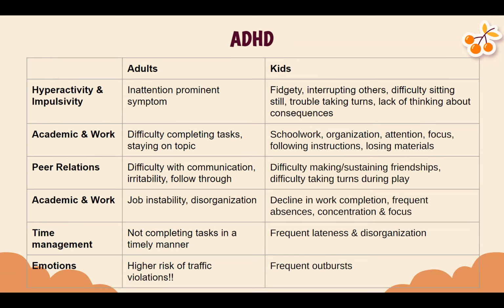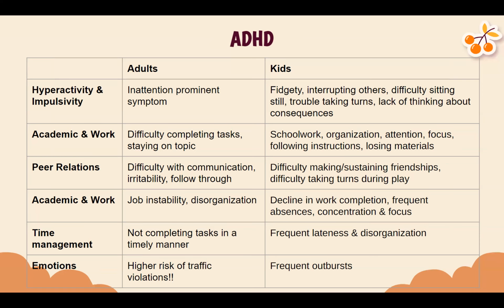Academic and work. So adults might have difficulty completing tasks or staying on topic at work. Kids might have difficulty with their schoolwork, their organization, attention, focus, following instructions, losing materials. ADHD is probably the most overdiagnosed thing that's going on for kids. I know that a lot of well-meaning teachers in schools like to say, this kid has ADHD. It's our job as the mental health counselor to help folks understand it's not their job to diagnose, it's your job to diagnose. So helping them to identify the differences in behavior would be very helpful.